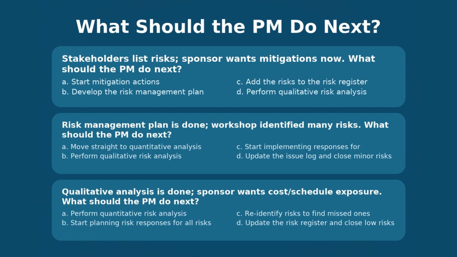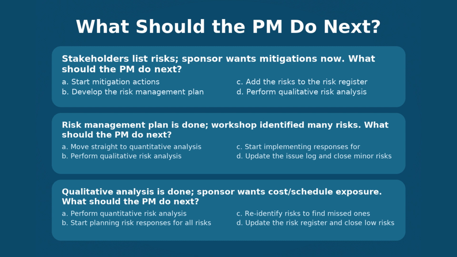Once you have identified risk, the next PMP step is to qualitatively analyze them, meaning rate probability and impact, look at urgency or proximity, check data quality, decide which ones deserve deeper analysis. This is how you turn a messy list into a prioritized risk register. The other options are traps.